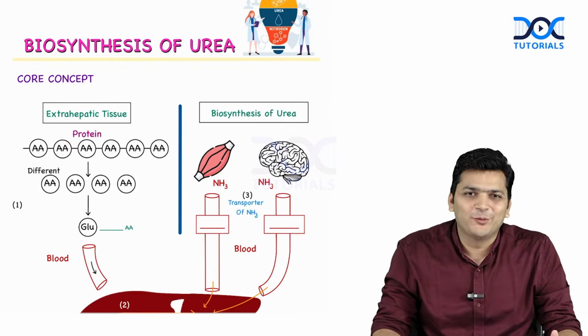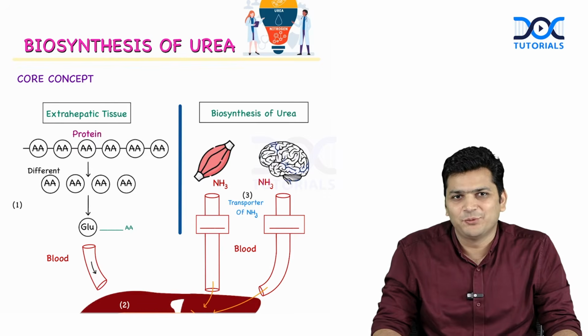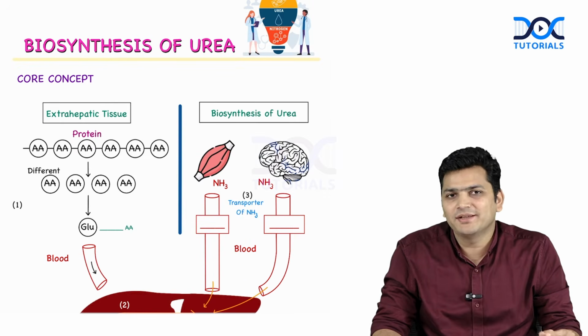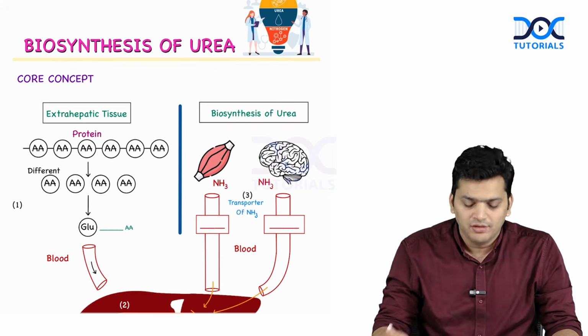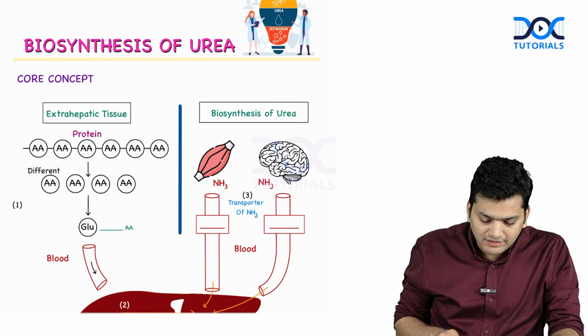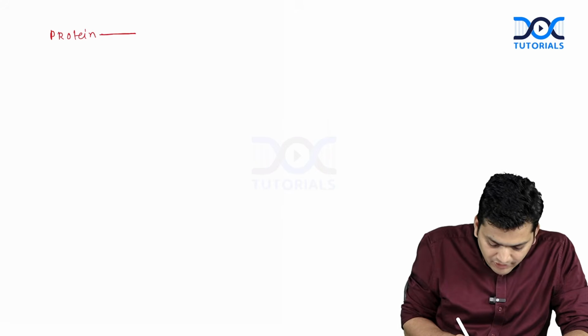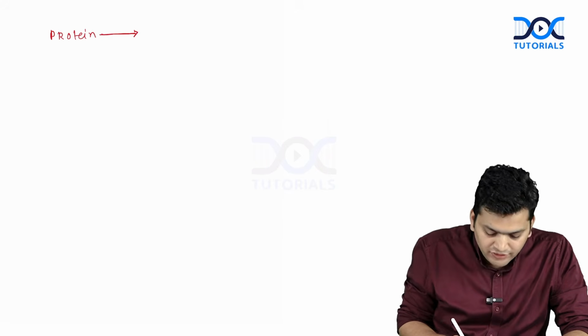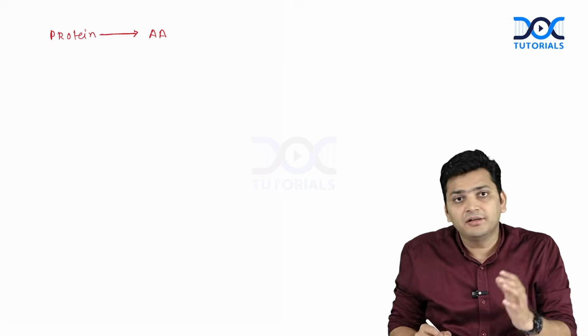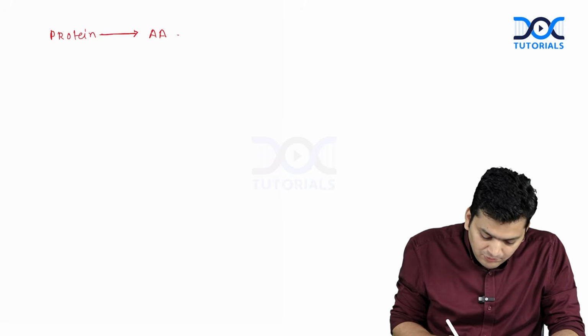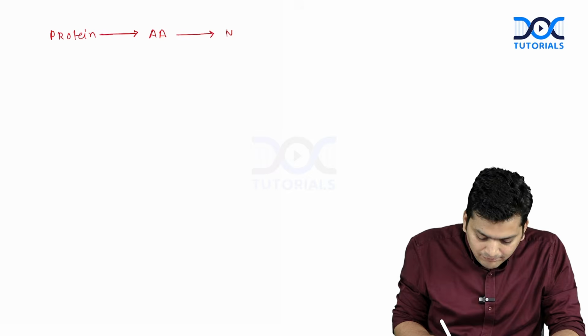In this session, we are going to discuss the biosynthesis of urea, how urea synthesis happens in our body. But for that, first we need to understand why we are making urea in our body. So the basic concept is something like this. Whatever proteins we have, if we metabolize them, we cut the proteins and generate amino acids. If we cut the amino acid further, one of the products that we generate is ammonia.